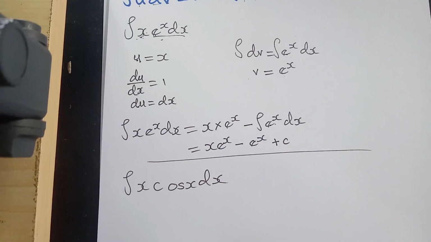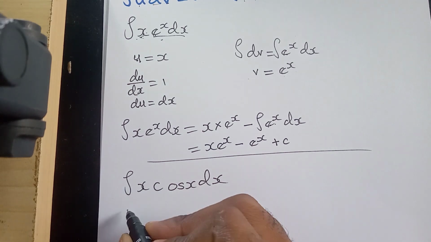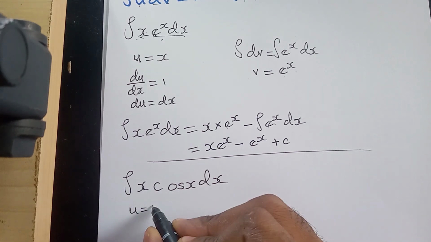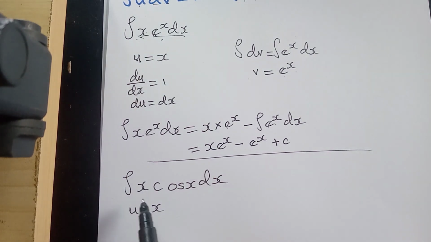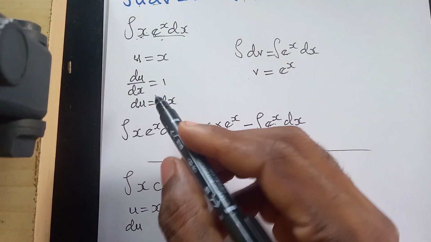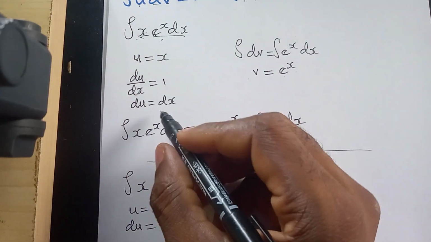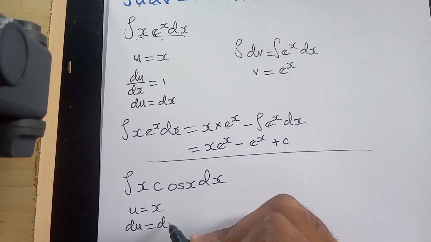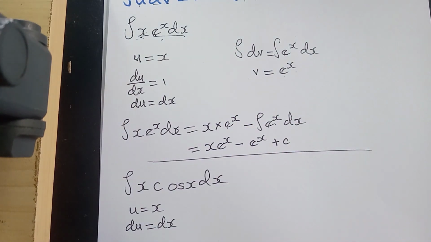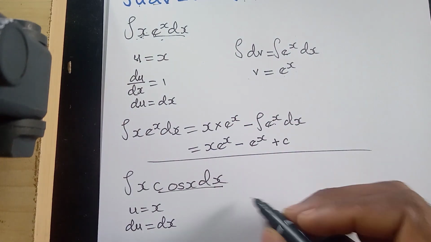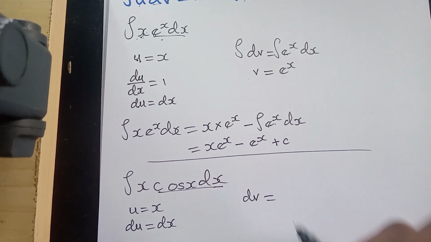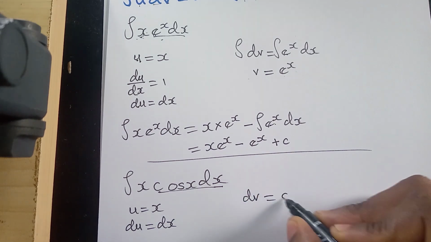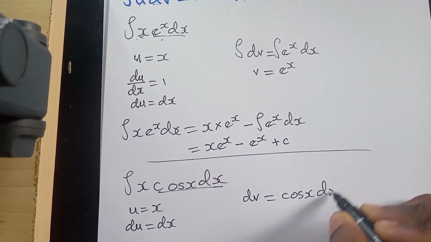And then for our second example, we can have something like this, x cos x dx. So in this case, I'll let this one be my u because it's very easy to differentiate. Once I differentiate it, it will give me a 1. It's just the same as this. So I'll straight away just write it like this: du is equal to dx. And then this will automatically be my dv. So my dv will be cos x dx.